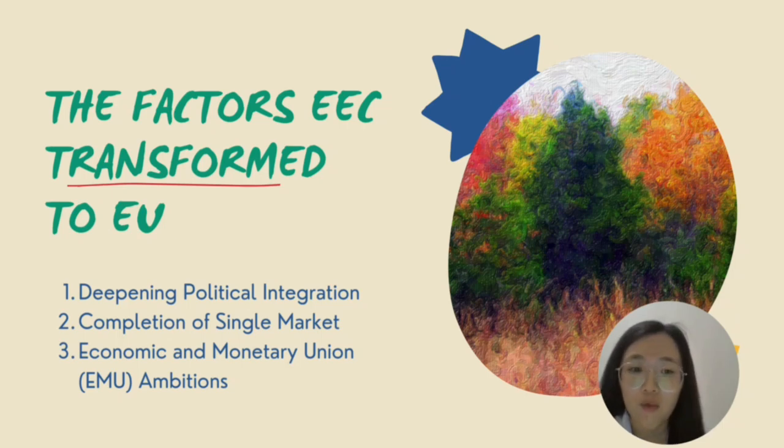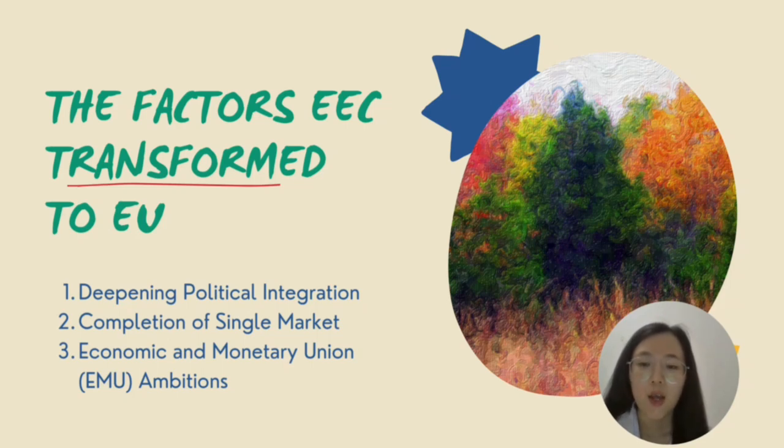On top of that, the Maastricht Treaty in 1992 formally established the European Union, introducing the 3 pillars, which are the economy, foreign policy, and justice affairs cooperation, marking a shift from purely economic integration to political union.